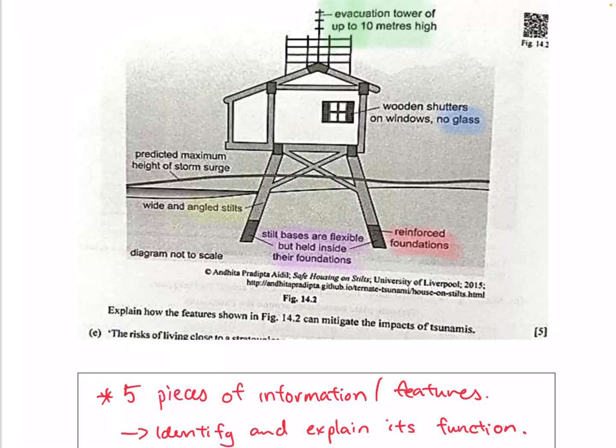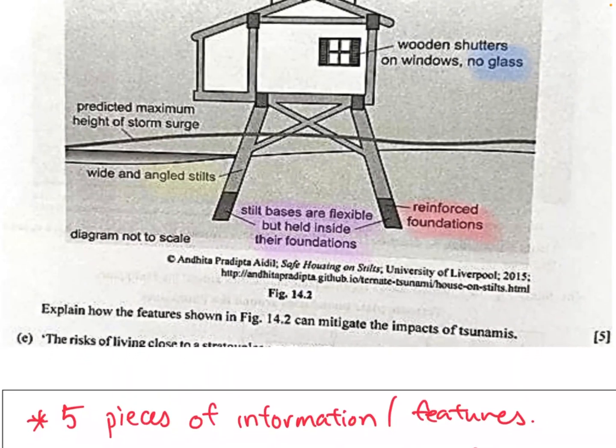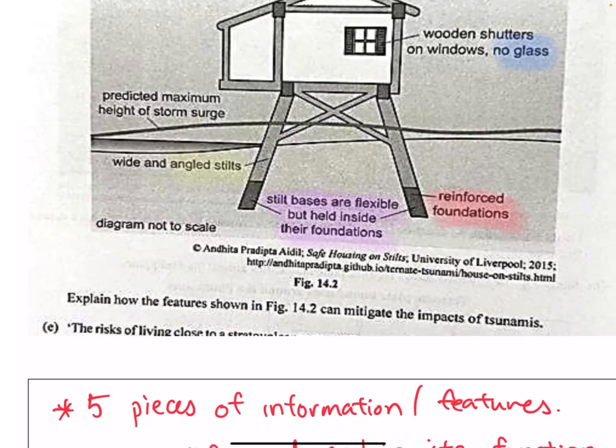Okay, the second one, wooden shutters on windows, no glass. Why is it that you shouldn't have glass? In times of tsunami, what will happen to the glass if the tsunami were to hit? So this is important. Then also talk about the reinforced foundations. How does that help hold your building in place?